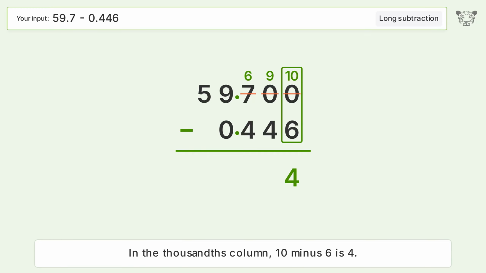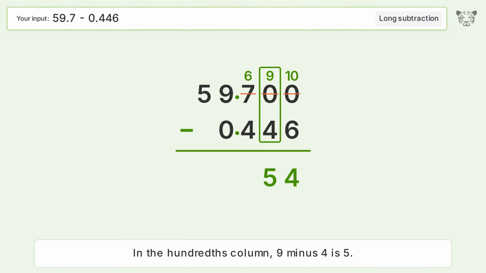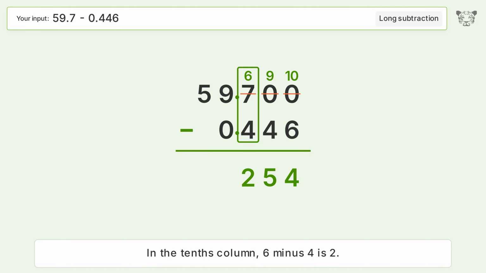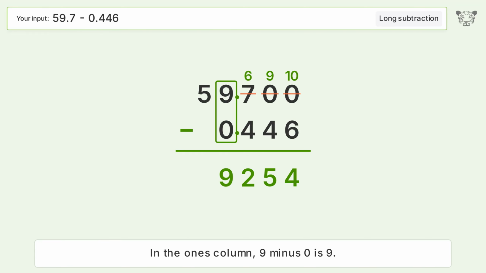In the thousandths column, 10 minus 6 is 4. In the hundredths column, 9 minus 4 is 5. In the tenths column, 6 minus 4 is 2. In the ones column, 9 minus 0 is 9.